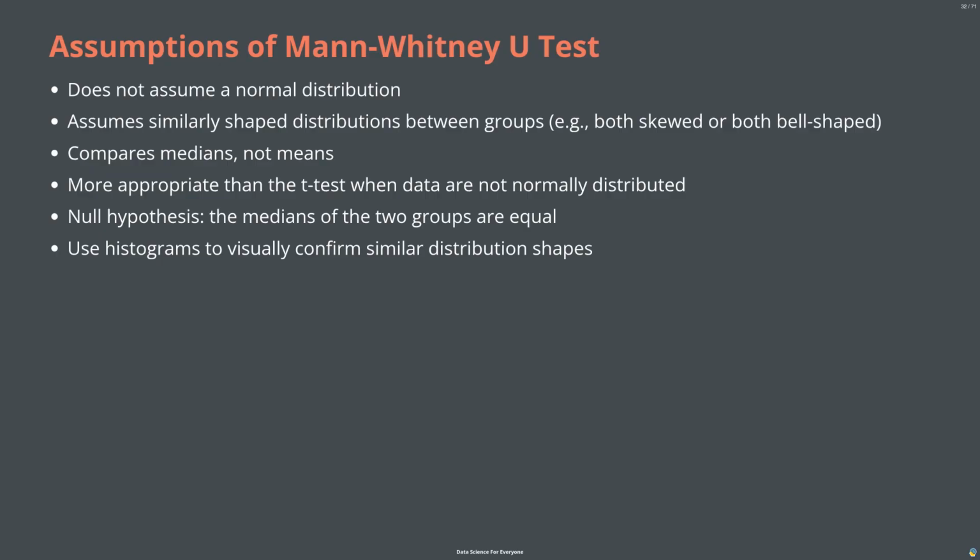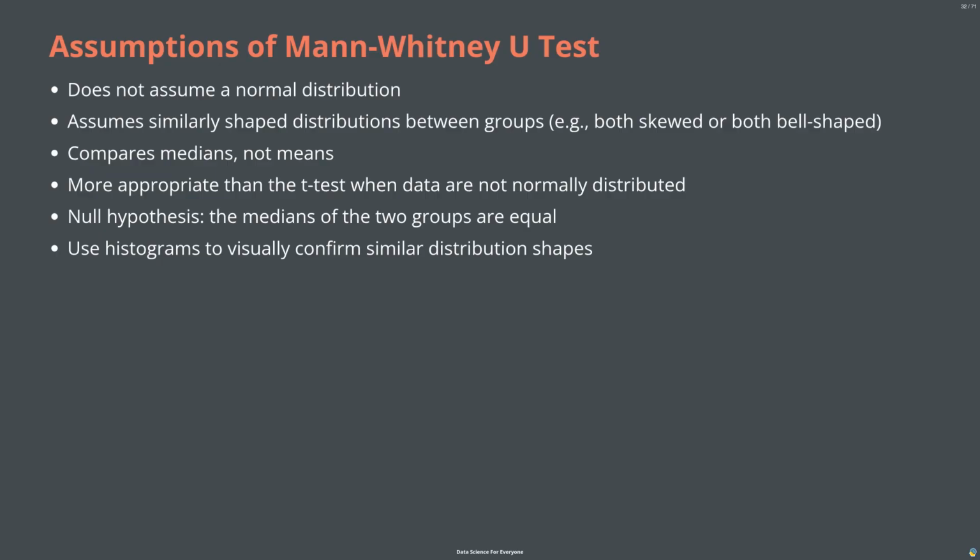Unlike the t-test, which looks at the differences in means, the Mann-Whitney U test focuses on the medians. That's important because in non-normal distributions, the median gives a more accurate picture than the mean. If our data were normally distributed, the t-test would be more powerful. But when normality is not present, the Mann-Whitney U test becomes a better choice. Its null hypothesis states that the medians of the two groups are equal.